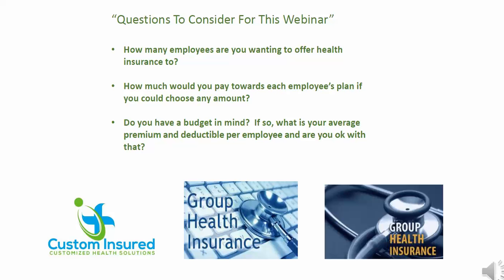Question number 2, how much would you pay towards each employee's plan if you could choose any amount? Well, the traditional plans or the ACA plans require a minimum participation of 50% for the employer, meaning each employer has to pay 50% of each employee's plan, regardless of what plan they choose. So we can work with that and get that percentage lowered based on what your needs are.